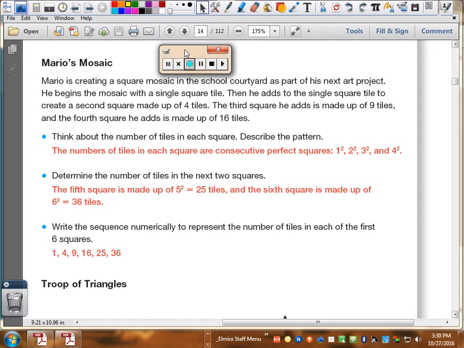This one is really similar to the collection of squares, except this time the number of squares is increasing instead of decreasing. So it's the same numbers, 1, 4, 9, 16, 25, and 36, but it's increasing. Again, you can pause and read these.